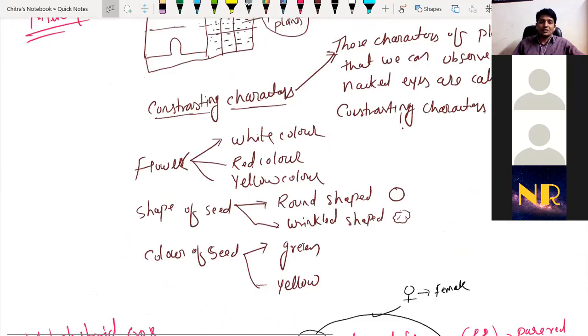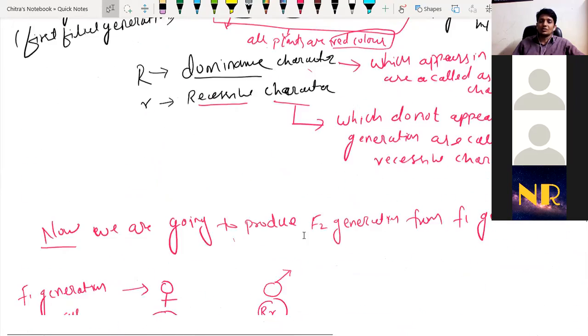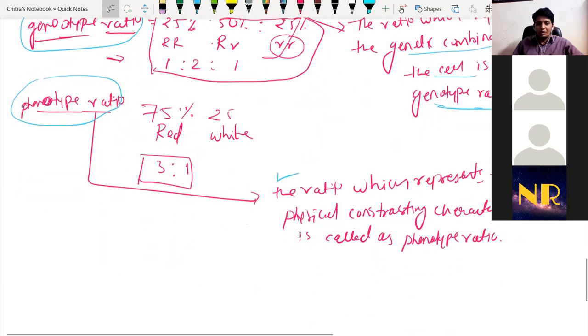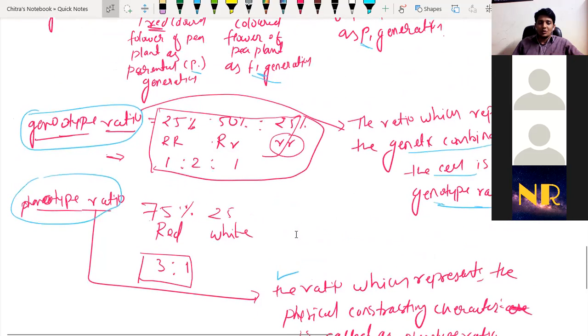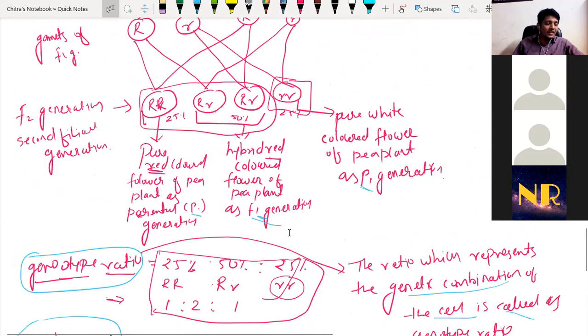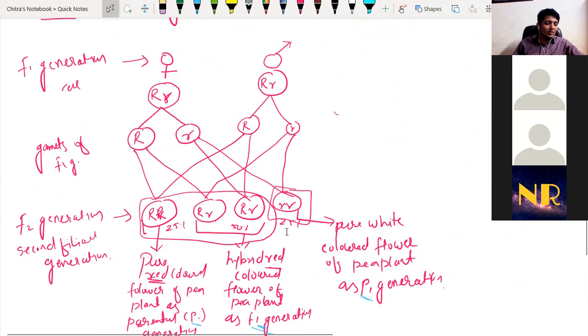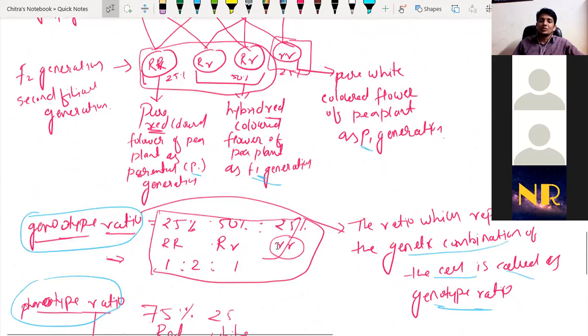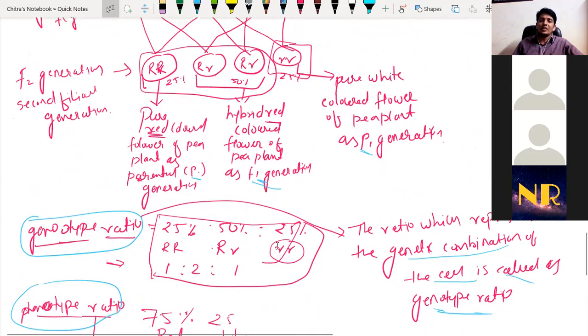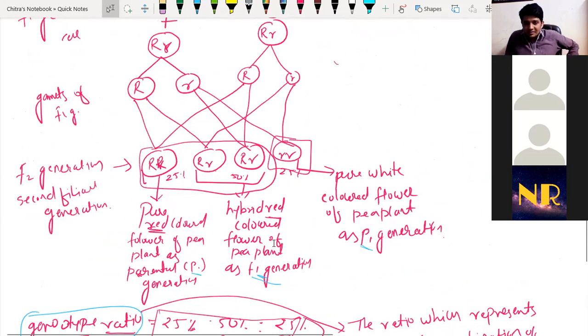Okay, so this is all about the monohybrid cross. The notes are going to be shared on your Google Classroom, so you can note it down there also. Our time is over, but we have five minutes more. So if you have any kind of doubt in the monohybrid cross by Mendel, you can ask me the question.